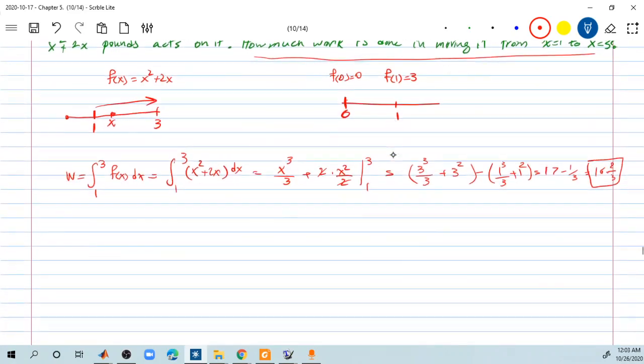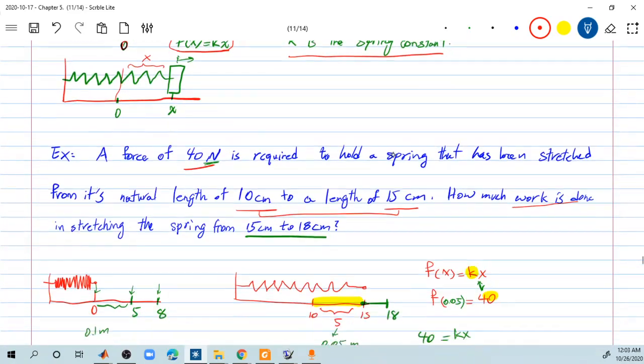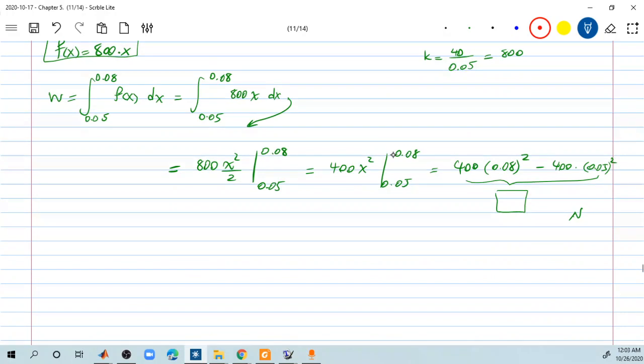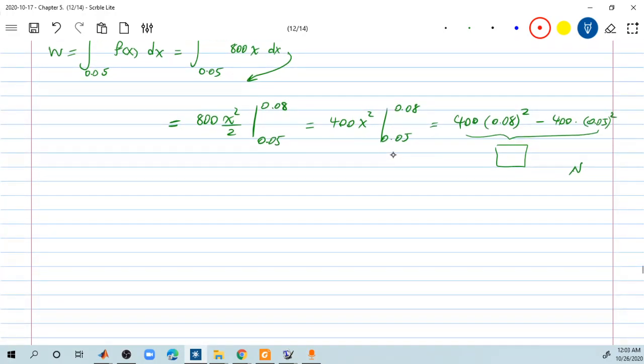Okay, this would be for this section, 5.4 applications. Next time we'll talk about the intermediate value theorem for integrals. So I'm going to stop at this point.